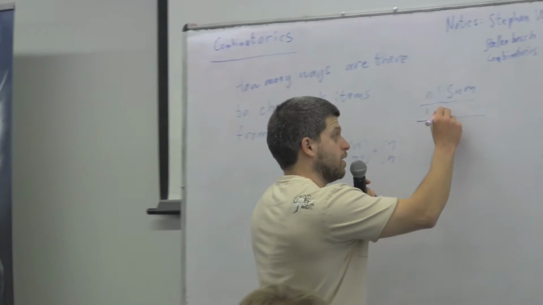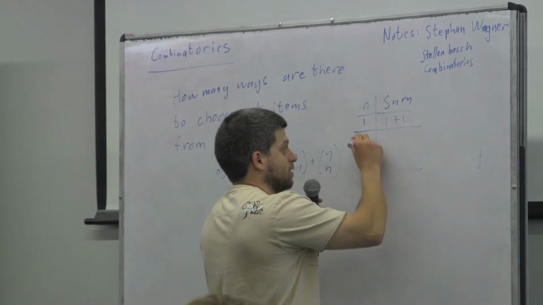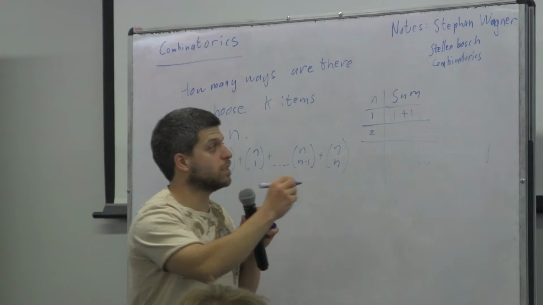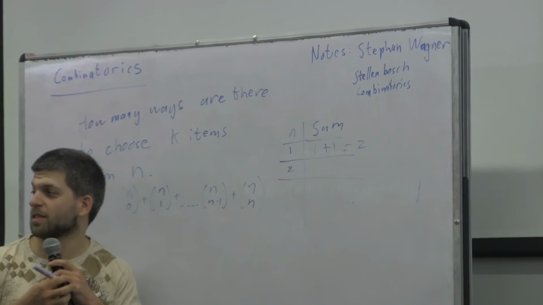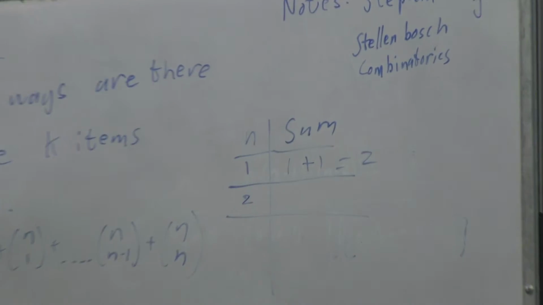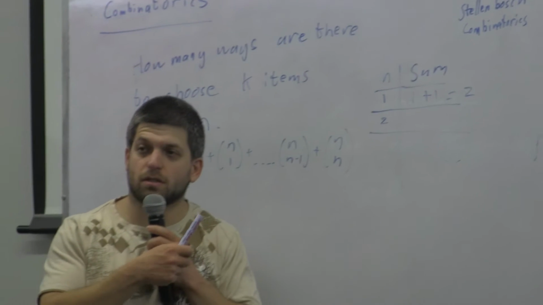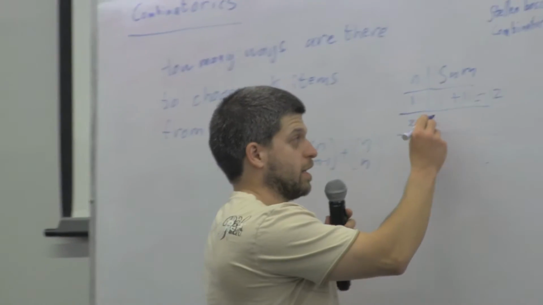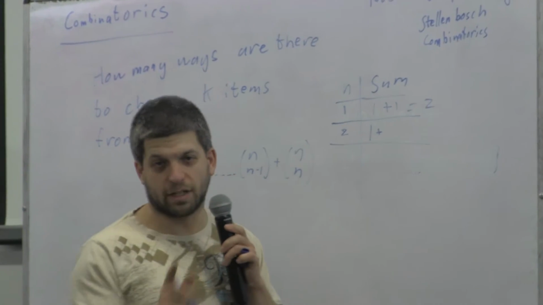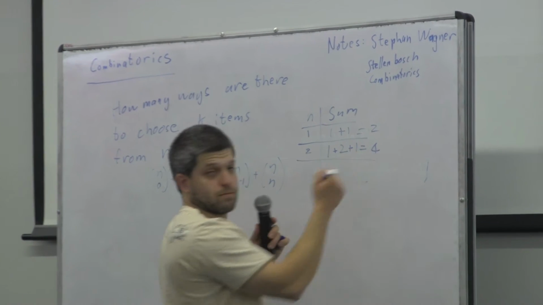Good, 1. And how many ways are there to choose 1? Also 1. Okay, you're in or you're out. And this is 2. Okay, if I'm going too slowly, shout at me. If I'm going too fast, shout at me. Okay, so how about 2? How many ways are there to choose 0 people from a group of 2? 1. And to choose 1 person? Yeah, it's 2. And to choose 2, just 1, and that's 4.